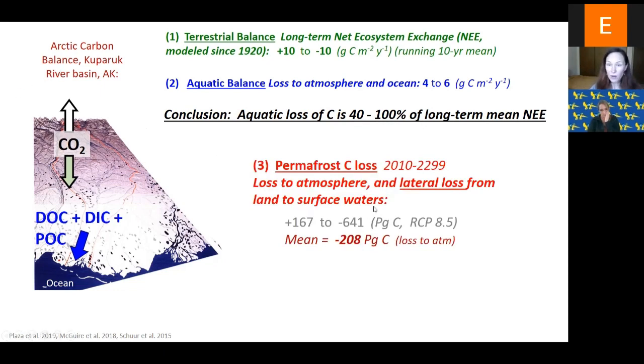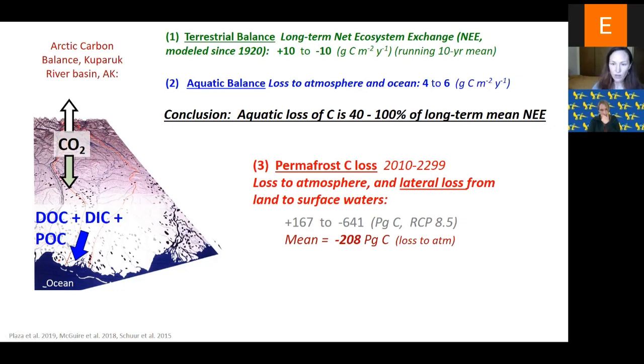Dave McGuire and others have modeled what may happen in the future under a range of scenarios, and concluded that on average, you get about 208 petagrams of carbon lost to the atmosphere by the year 2300, or between 2010 and 2299. However, their predictions here, this loss of carbon, does not include the photomineralization of DOC to carbon dioxide.